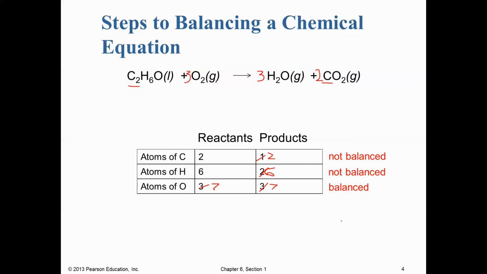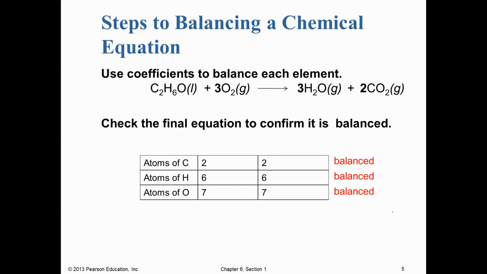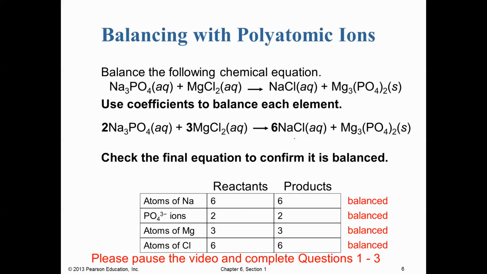So let's see how we did here. Did we balance this correctly? Heck yeah, we did. Excellent. So we balanced this equation correctly by changing those coefficients, and notice that we didn't change any subscripts. And I just like to go through by atom and make sure we have the same number of each type of atom on both sides of the equation. Let's look at another example right here.